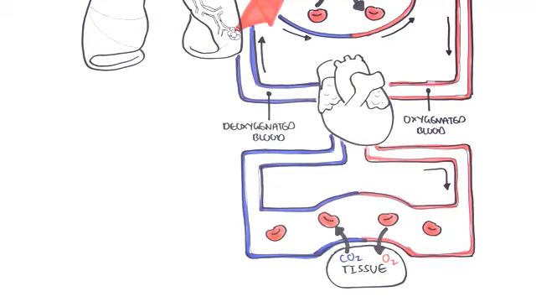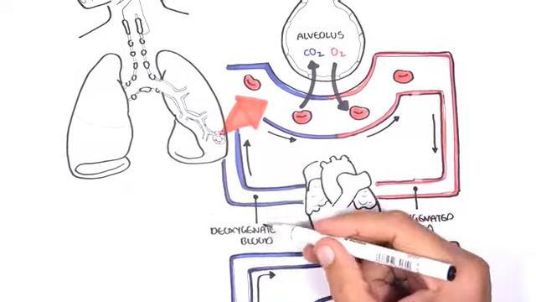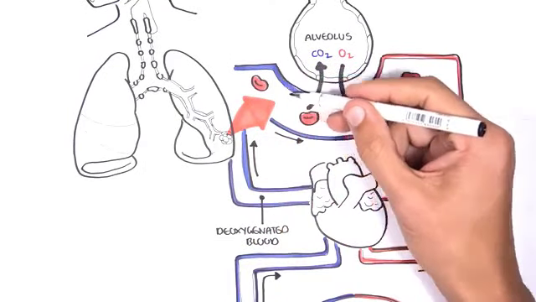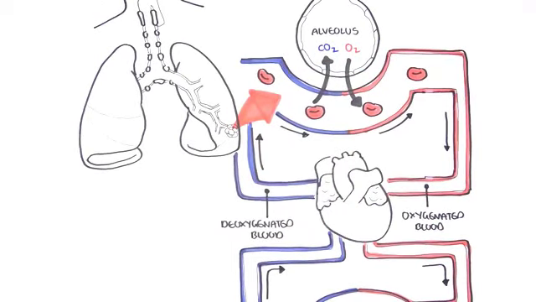Now, because carbon dioxide is in the bloodstream, the blood is now deoxygenated once again, and this deoxygenated blood will return to the right side of the heart. The right side of the heart will continue the cycle. It will pump blood to the lungs to reoxygenate the blood.